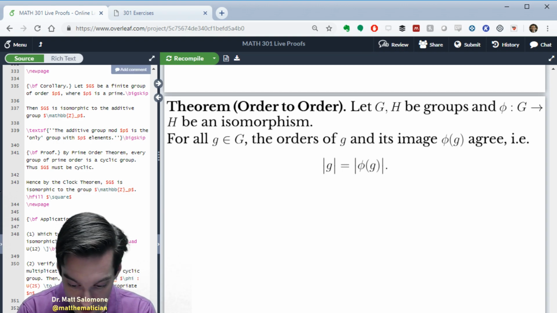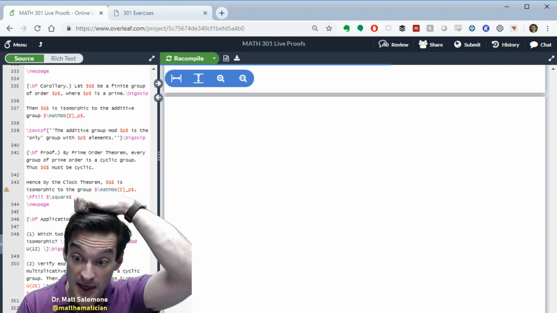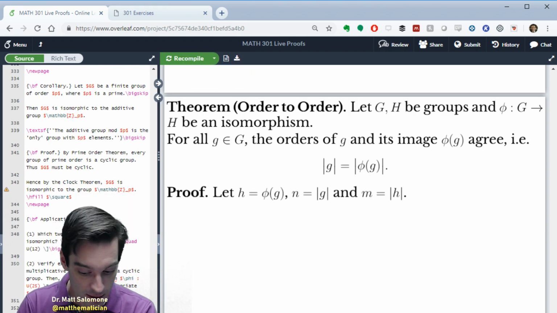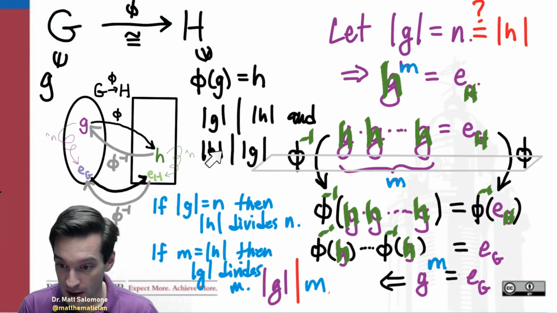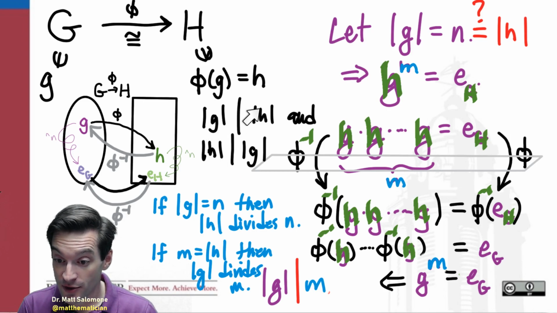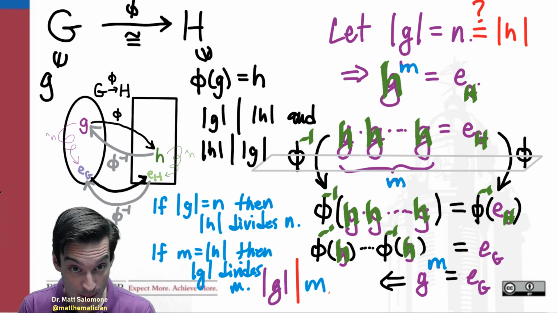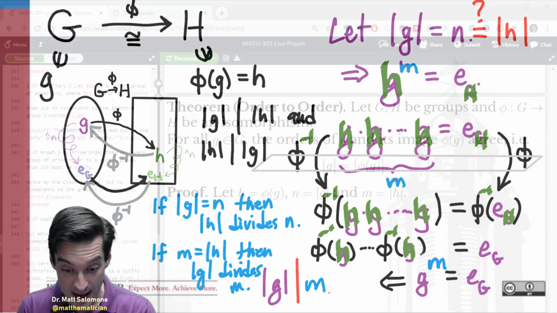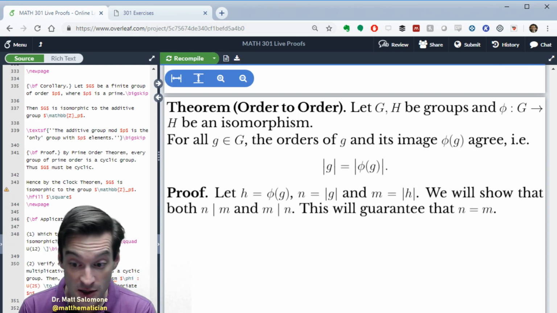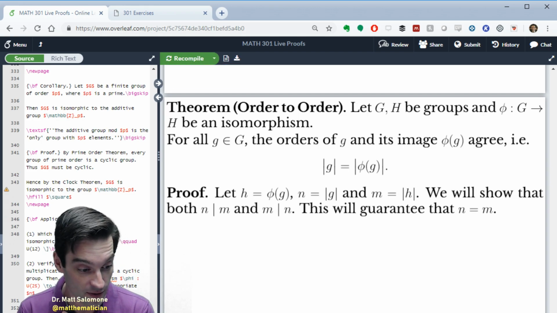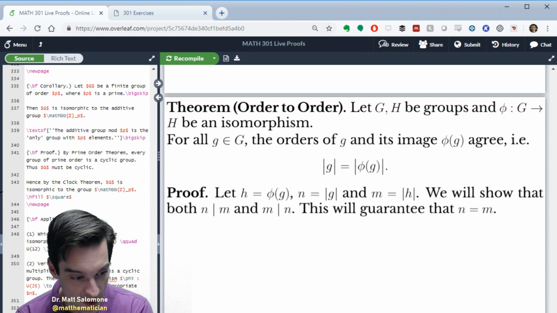So we're just defining some time-saving notation at the outset of this proof. And so let's clue the reader in on the ultimate strategy. Remember, the ultimate strategy, the way that I ended up finishing my argument, is we're going to show that each of those numbers is a divisor of the other, that n divides m, and that m in turn divides n. So we will show that both n divides m and m divides n. This will guarantee that n is equal to m. So the only way to have two numbers, each of which is a divisor of the other, is for those numbers to be equal. All right, so how does this work?